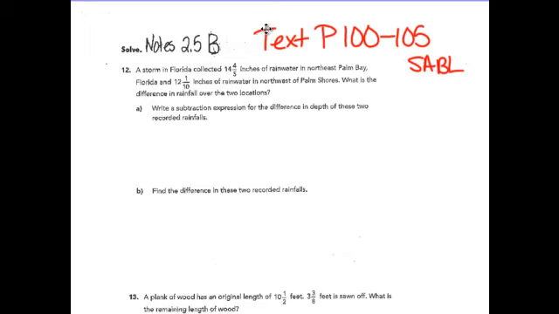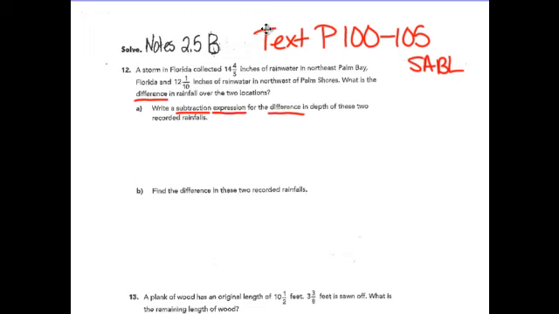A storm in Florida collected 14 4/5 inches of rainwater in the northeast Palm Bay, Florida, and 12 1/10 inches of rainwater in northwest of Palm Shores. So two different areas of Florida, big storm. What is the difference, key math word, in rainfall over the two locations? Part A. Write a subtraction expression. Well, difference means subtraction, and there's the word difference again.